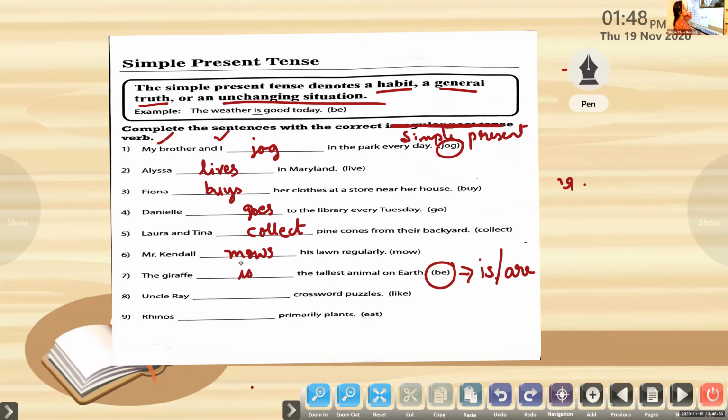So next one. Can you say the next? Uncle Rick dash crossword puzzles. Likes. Okay, good. Now, the last one. Adnan, can you try the last one?